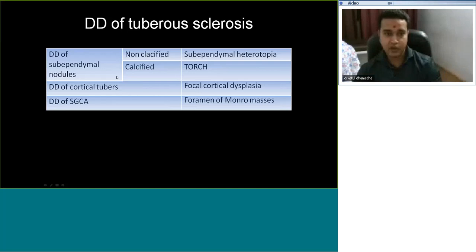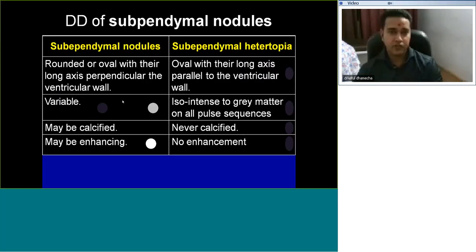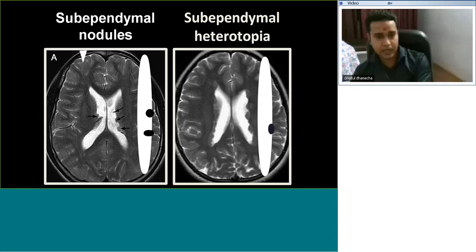If it is calcified, we have to differentiate it from TORCH infection. The differential of the cortical tuber includes FCD, focal cortical dysplasia. For subependymal giant cell astrocytoma, we differentiate from other masses at the foramen of Monro. So how to differentiate subependymal nodules from subependymal heterotopia? Subependymal nodules are round to oval with their long axis perpendicular to the ventricular wall. Here you can see the subependymal nodules.